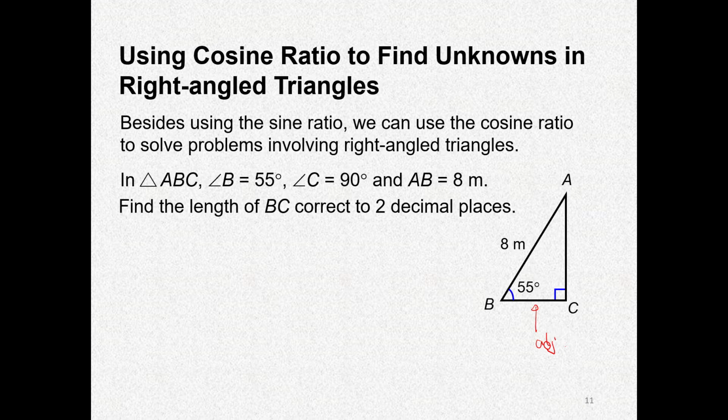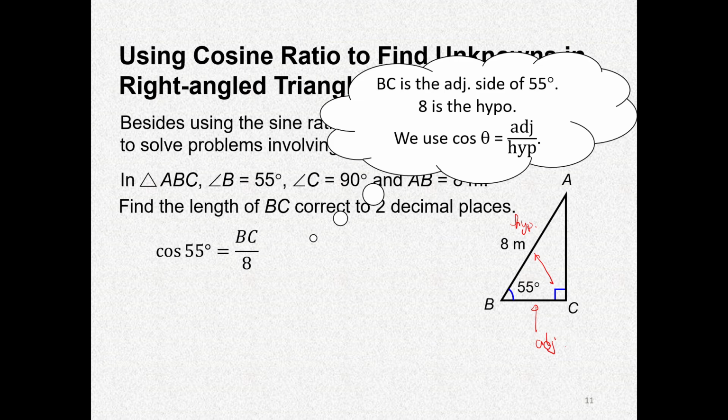So how about the 8? 8 is still opposite to our right angle. So this is the longest side. So we can say that this is the hypotenuse. So we can set up the equation. Cosine 55 degree equals the adjacent side BC over the hypotenuse 8. And then we can solve the equation, and then we can get the answer, 4.59 meter.